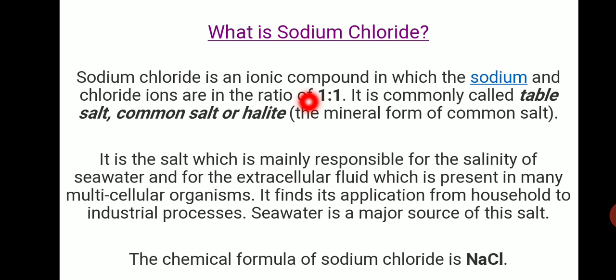Sodium chloride is an ionic compound. What do you mean by ionic compound? It consists of sodium ion and chloride ion. That's why it is known as an ionic compound. And it is combined in the ratio 1:1. What do you mean by 1:1? Sodium Na is 1, chlorine Cl is 1. One sodium and one chlorine are combined together. It is in the ratio 1:1.